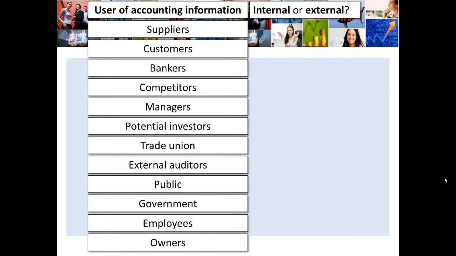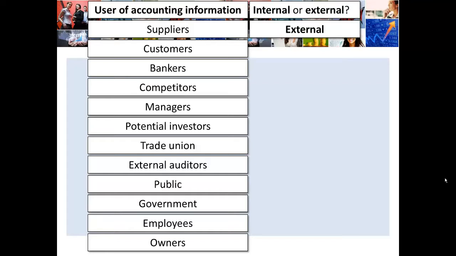External auditors are those accountants that would be looking at the books, the financial information, to make sure the business is legitimately reporting its facts and figures accurately. And perhaps the other one that we need to be aware of, trade unions. Trade unions are employee groups which negotiate with management on behalf of the employees.